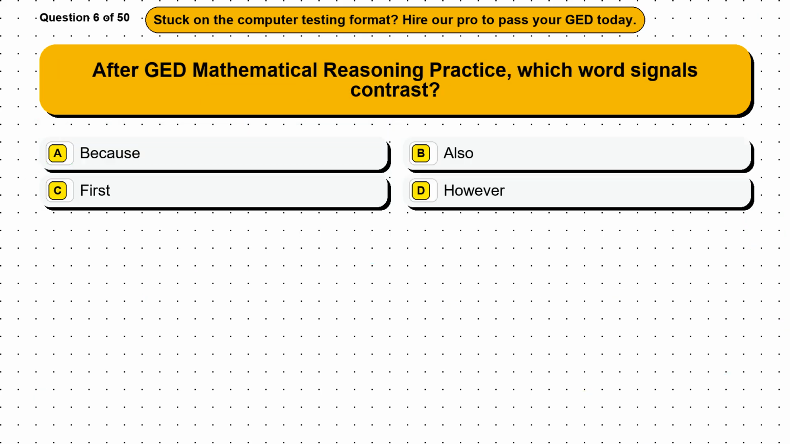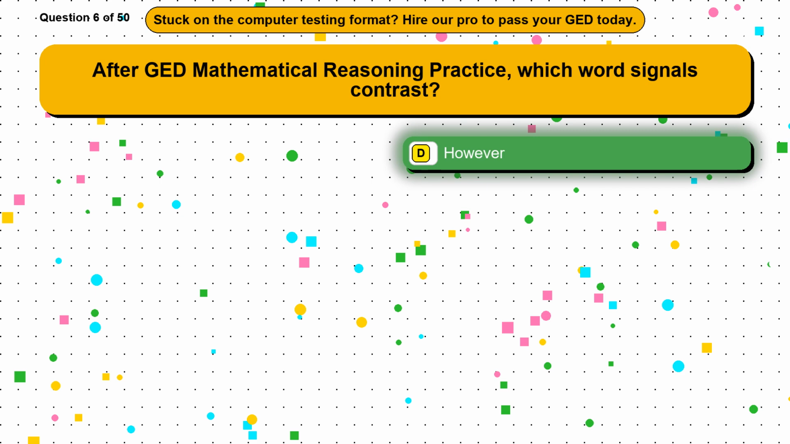Question 6. After GED Mathematical Reasoning Practice, which word signals contrast? Option A. Because. Option B. Also. Option C. First. Option D however. The correct answer is option D.